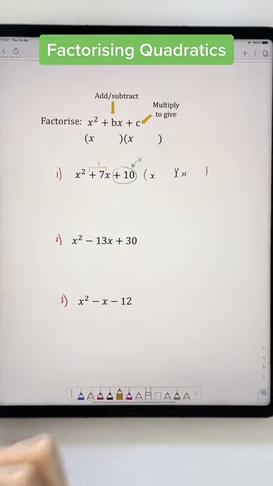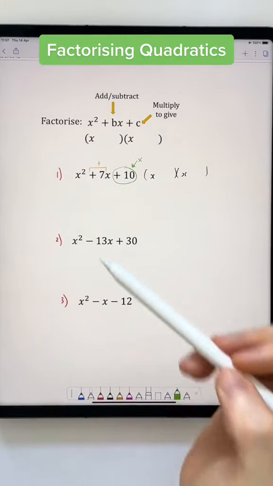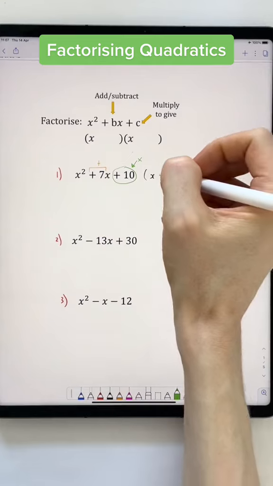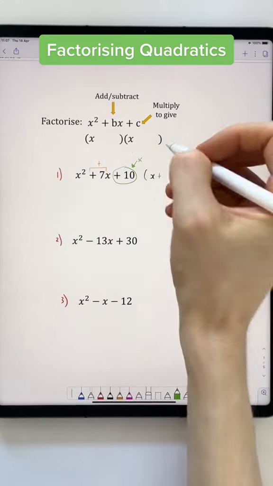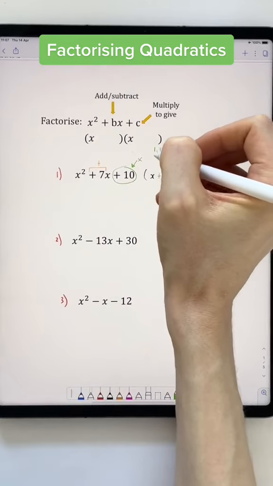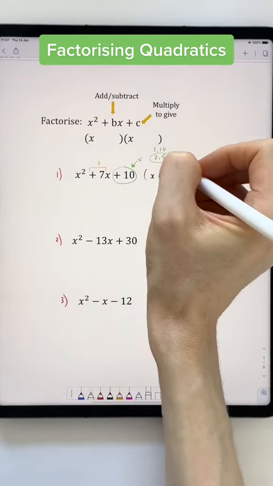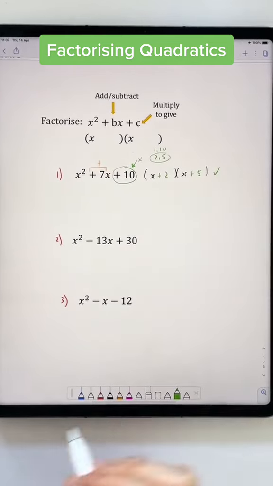of the single letter. In this case, I want two numbers that multiply to give us positive 10 and still add together to give us plus 7. If both terms are positive, we know the signs inside the bracket will both be positive. We start by listing our factors of 10. They are 1 and 10 and 2 and 5. The only pair that still adds together to give us plus 7 is going to be 2 and 5. Hence, they're the two numbers we're going to place inside our bracket in any order.